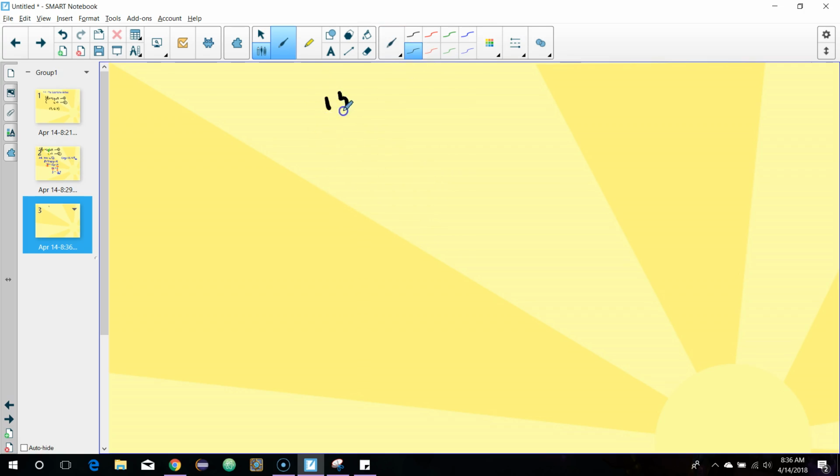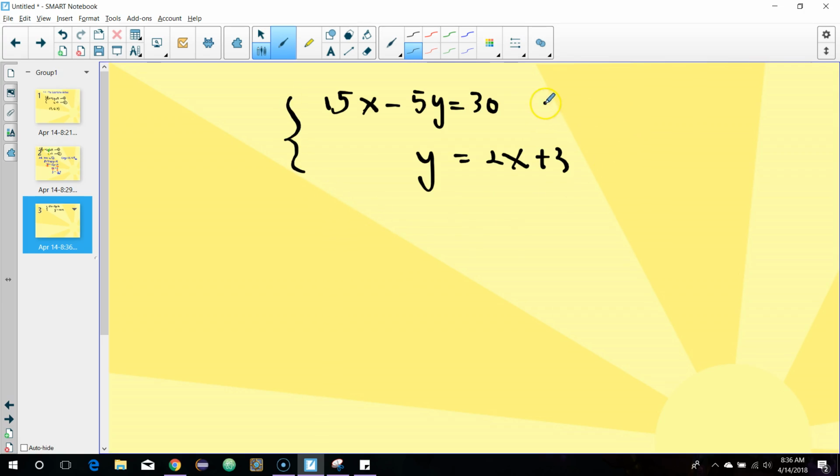Another question can be something like this. 15x minus 5y is equal to 30. And y is equal to 2x plus 3. So that is your system. As I said before, always just write down, this is my first equation, this is my second equation. Okay, so I know which one I'm referring to.